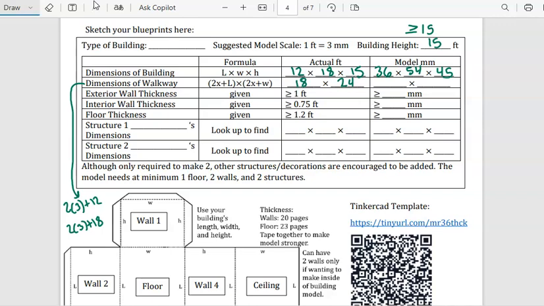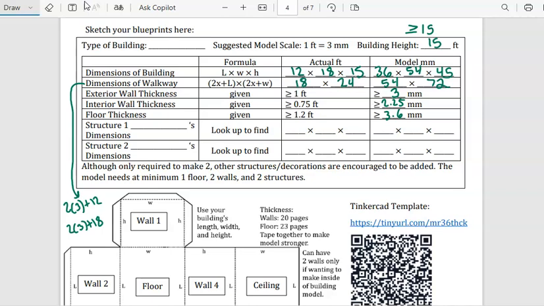To change it to the model, multiply each of those by 3. The exterior wall thickness is given as at least 1 foot, and so your model needs to be at least 3 millimeters. Okay, we have 0.75 feet, 2.25 millimeters, and then 1.2 feet, 3.6 millimeters. Alright, in addition to that, you want to come up with at least 2 structures.